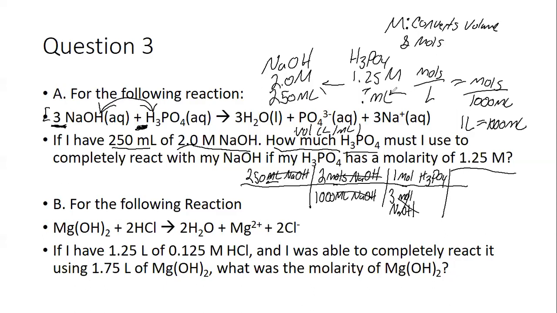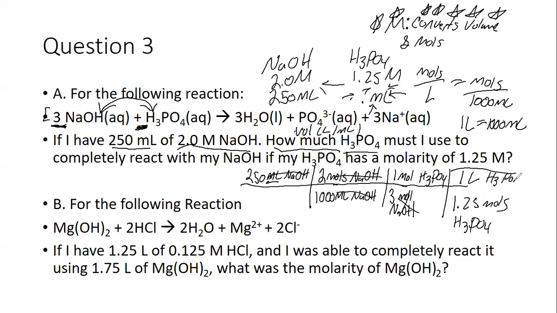And remember, I'm trying to figure out a volume. I want to figure out how much. Right now, I'm in moles of H3PO4. The way to convert between volume and moles is molarity, right? So my molarity of H3PO4, for every 1.25 moles of H3PO4, I have 1 liter of H3PO4. Moles of H3PO4 cancel out. My unit is now liters of H3PO4. I'm in the correct unit, which probably means I did my train tracks right.